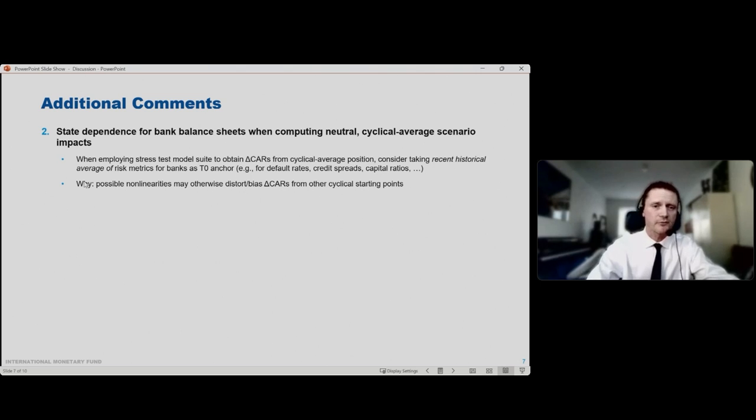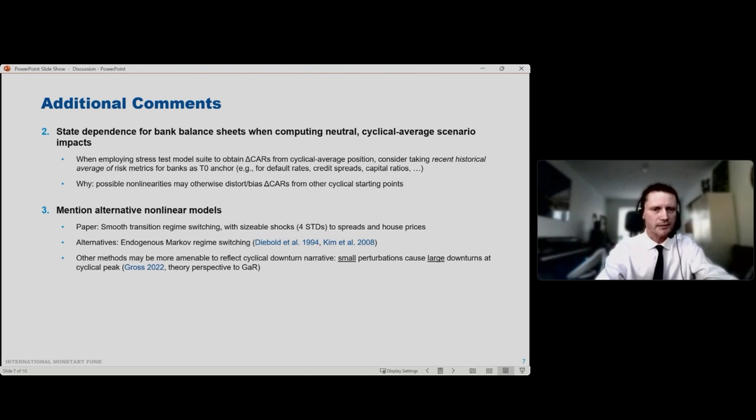And why? Well, because I think there might be some non-linearities which may otherwise distort these estimates of the shift in capital ratios from other cyclical starting points. So it's a bit of a model-oriented, detailed point, but I was just curious. And I would find it useful if this could be discussed a bit in the paper.